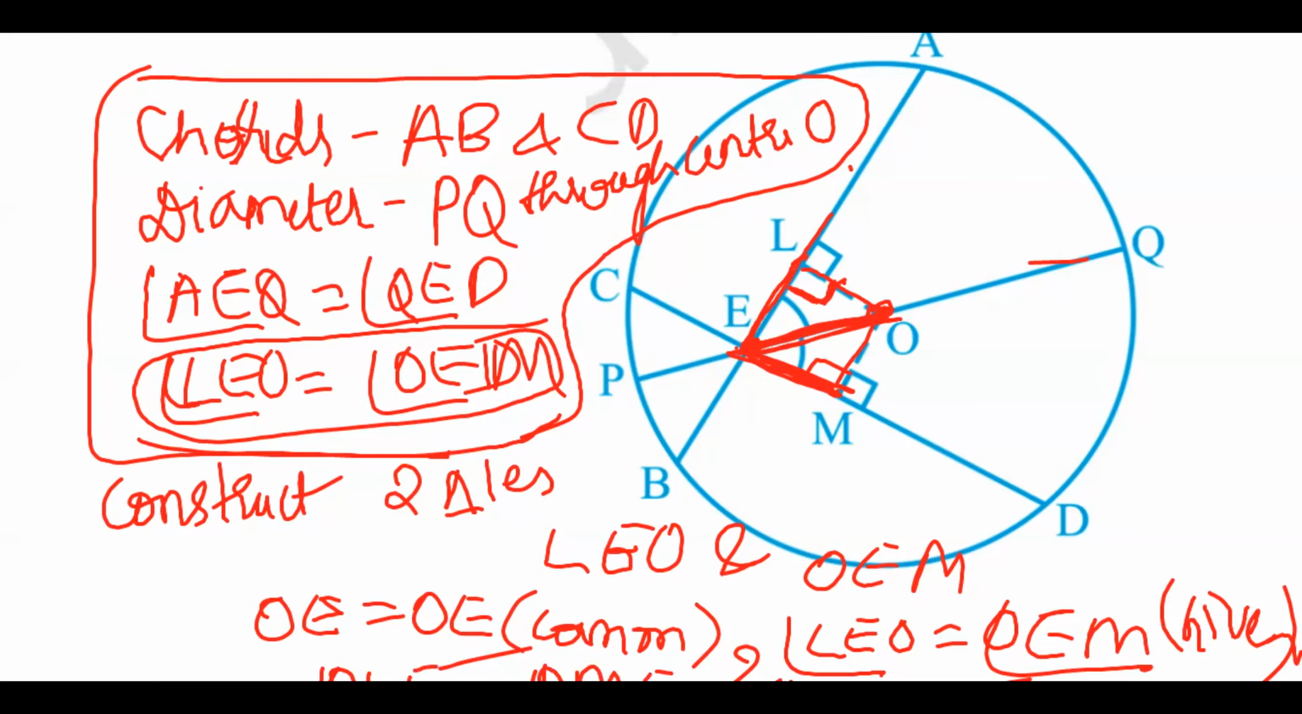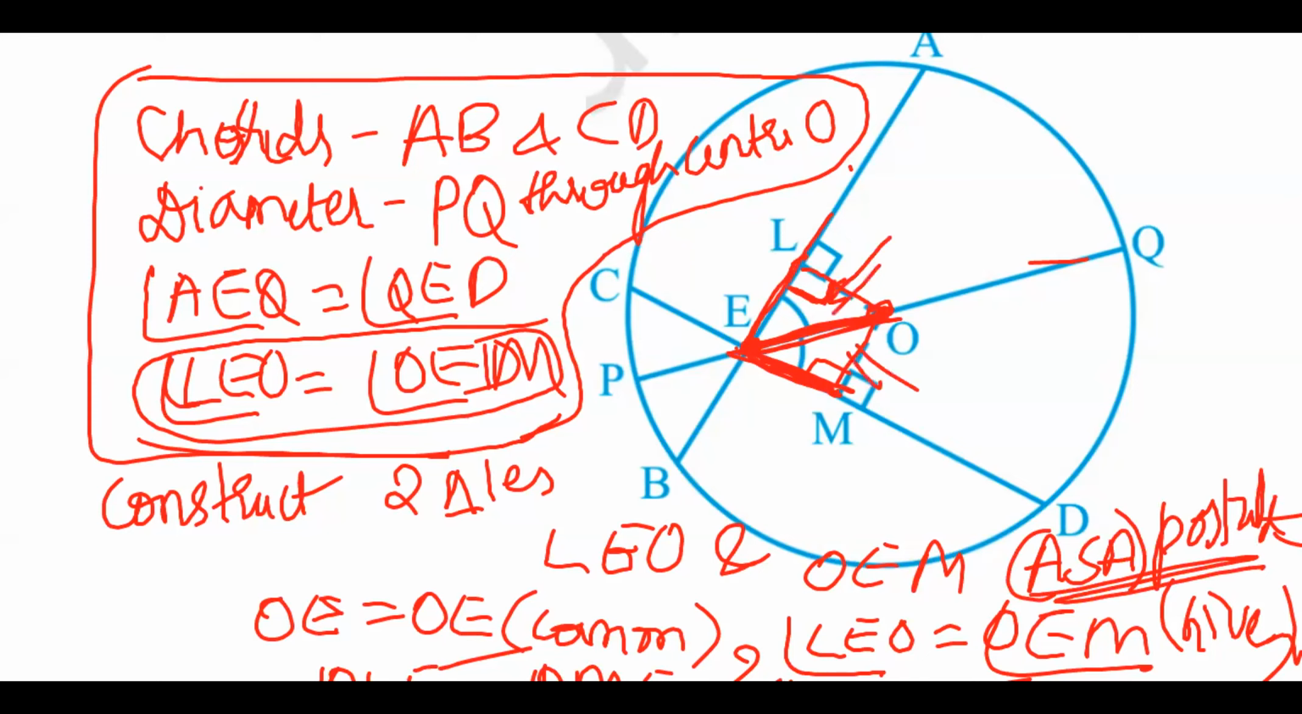Fine. So which are the three things that we proved? Is it not side, angle, angle? So which postulate will you apply? ASA. Yes. So we apply ASA postulate and say that OL is equal to OM. If OL is equal to OM by theorem 6, what does this theorem state, beta? If the distance from the center of the circle to the chord is equal, then the chords are equal.